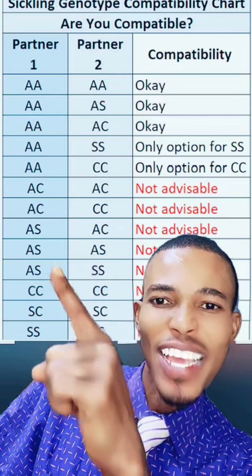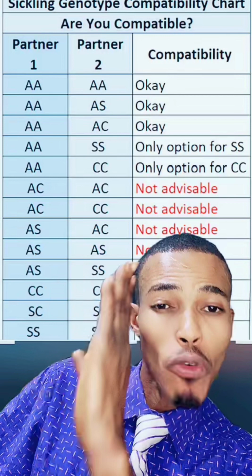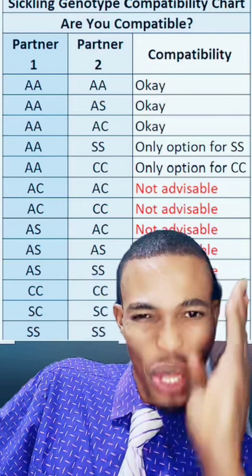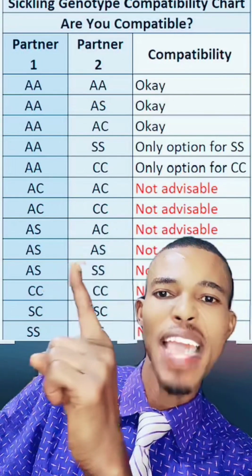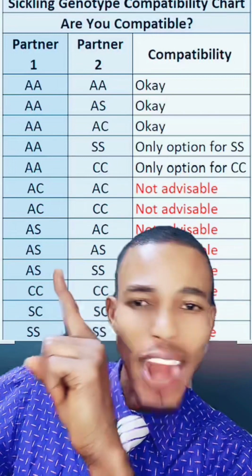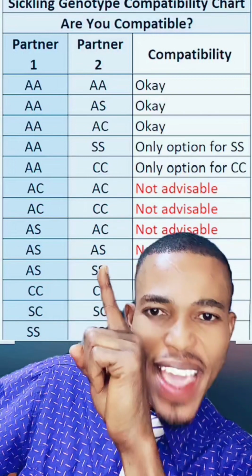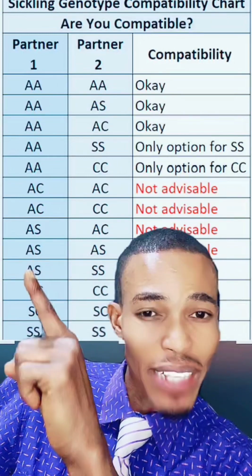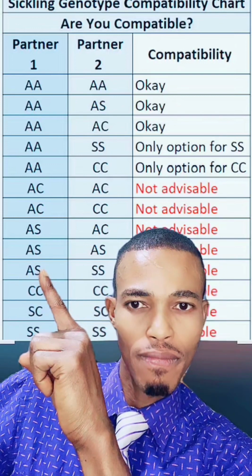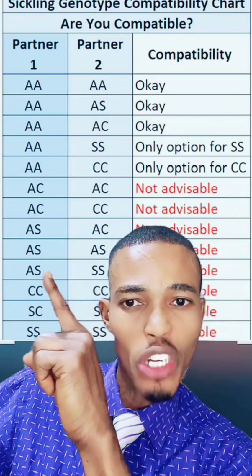What's going to happen is that if you give birth to 4 children or 3 children, 3 of them can end up having SS. Because of that, you cannot go and marry an SS if you're having an S or a C in your bloodstream, in your genotype. You can't.